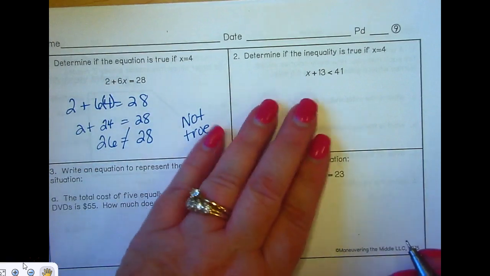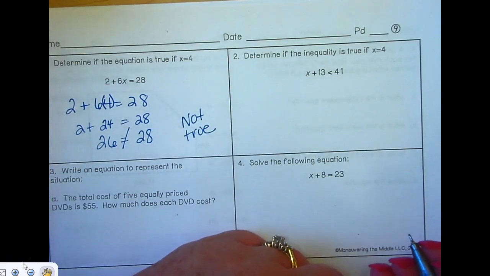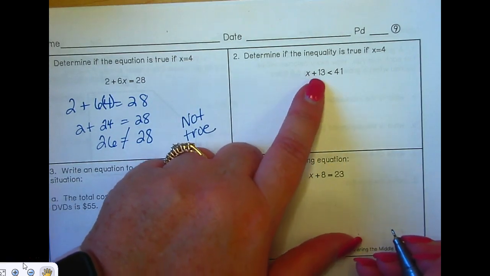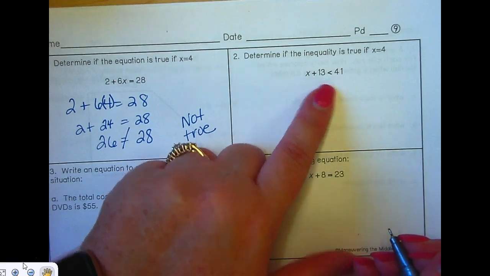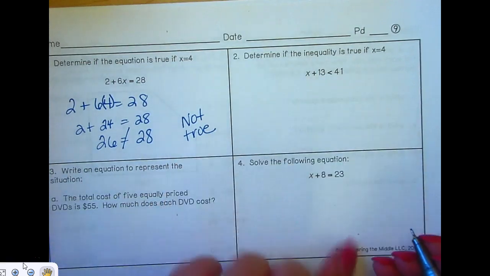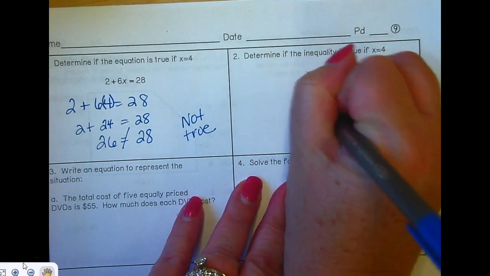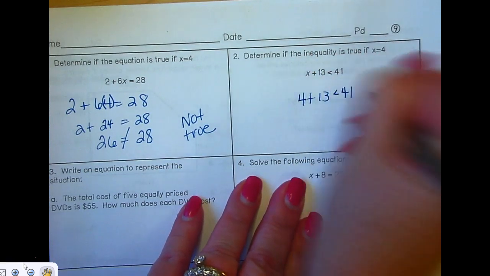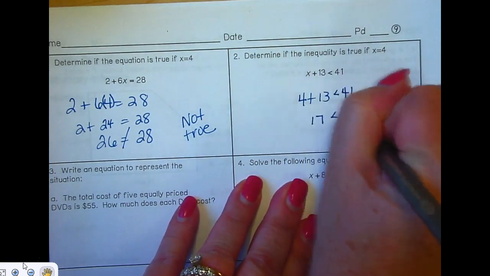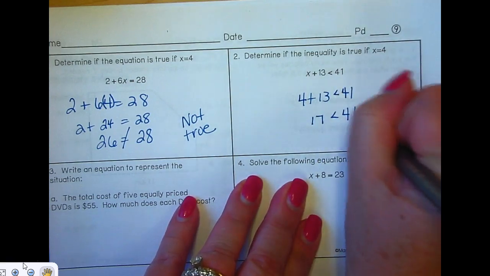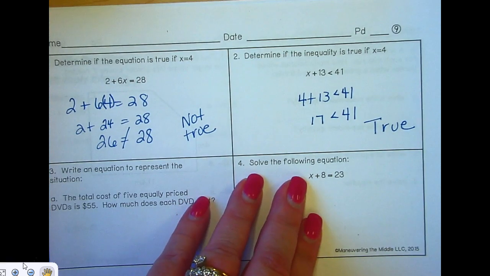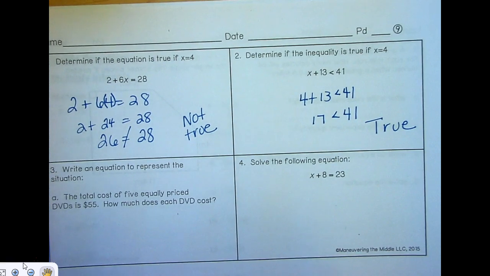Okay, determine if the inequality is true if x equals 4. So this is just like an equality, but what we want to know is, is x plus 13 less than 41? So we're going to do the same thing. We're going to use substitution, and we're going to make this x a 4. Is 4 plus 13 less than 41? Well, what is 4 plus 13? And is 17 less than 41? Yes, so that is true. Questions on either of those first two?